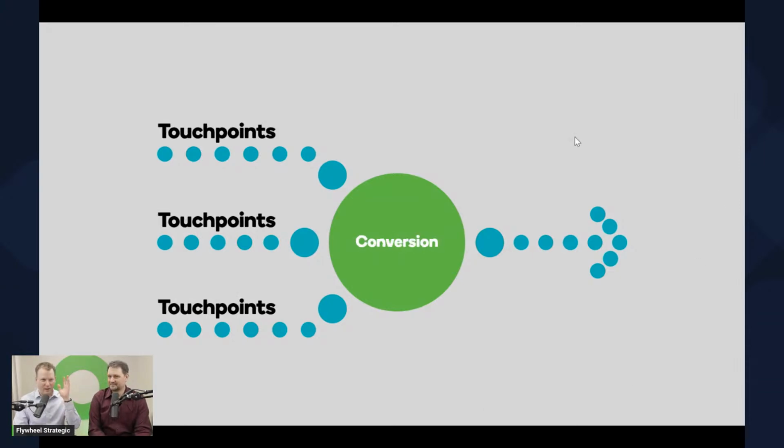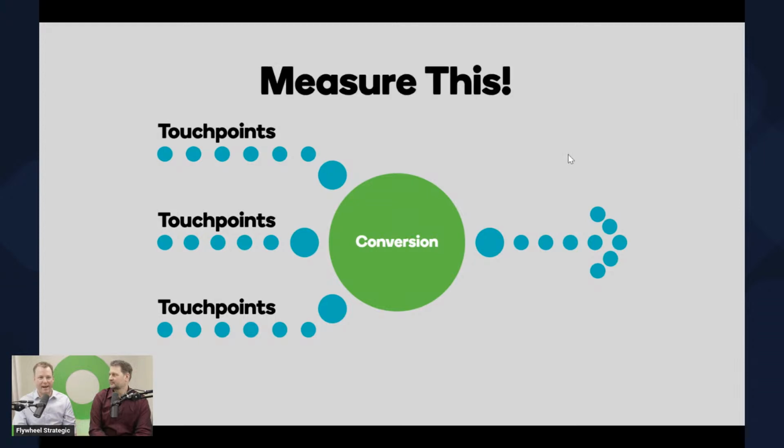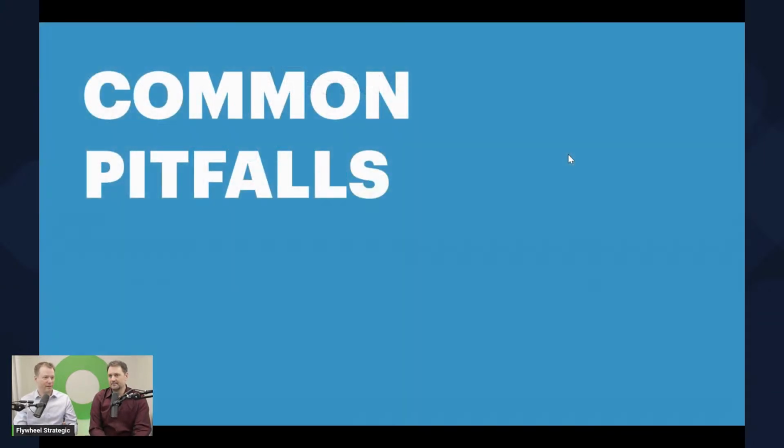So, some vernacular, some terms. We're going to talk about touch points and conversions. Touch points are your content. Conversions are your desired outcome, what you're trying to have happen. So what you want to measure is how those touch points are driving towards that conversion.